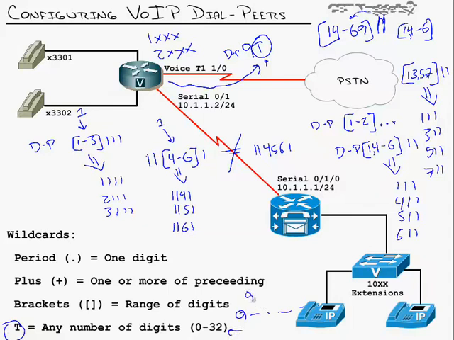If I dial 911 or 9480 555 1111, how does the router know? How does it know when I'm done dialing? How does it know when I'm not going to dial more after this? The answer is it doesn't. It's just going to wait there until you hit what's known as the inter-digit timeout.